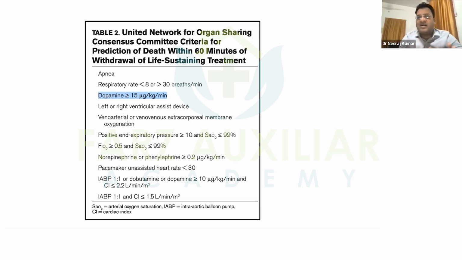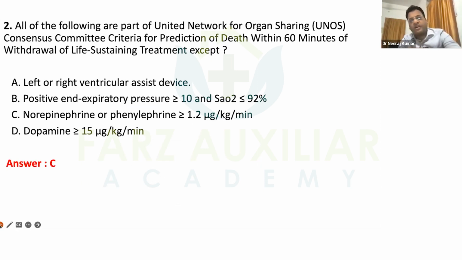if the patient, in spite of adding a pacemaker, is beating at an unassisted rate of less than 30, or if you are putting this patient on IABP and you are maintaining a ratio of 1:1, or dopamine or dobutamine more than 10 microgram per kg body per minute with a cardiac index of less than or equal to 2.2, or if you are maintaining an IABP 1:1 ratio with a CI less than 1.5. So all these are criteria for predicting the death within 60 minutes of withdrawal of life-sustaining treatment. Now you see the option again.